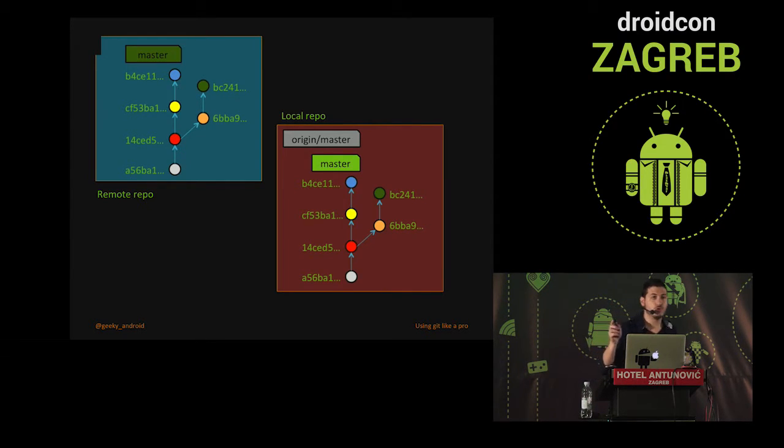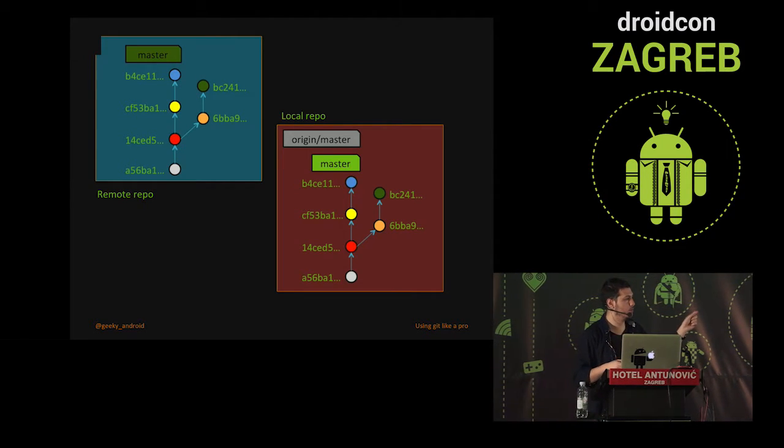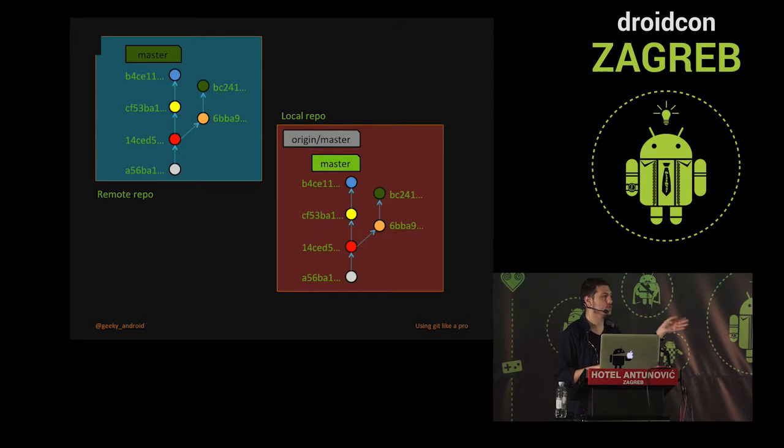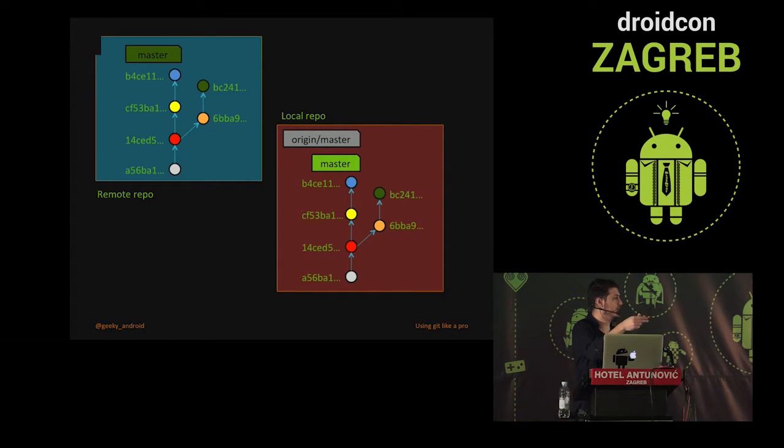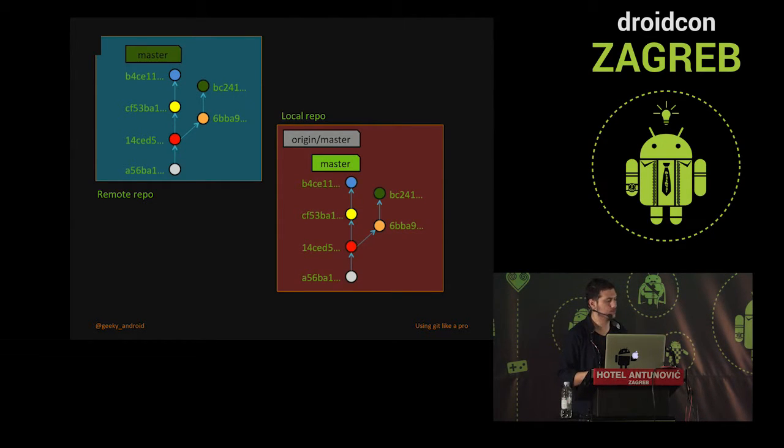And every time you want to push code to the remote one, you basically have to make sure that the remote master is still pointing to origin master, so no remote changes have happened. And if that's the case, you can push your changes on top of that, and then the remote master will point to the same hash as your local master.